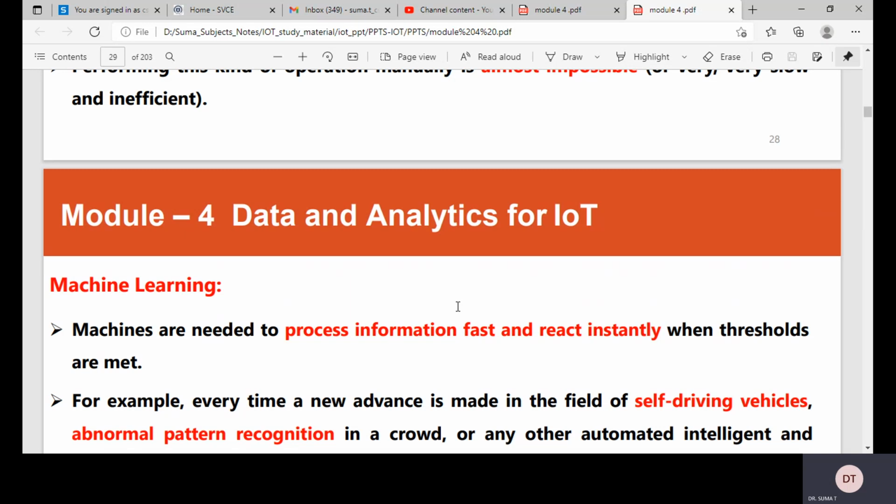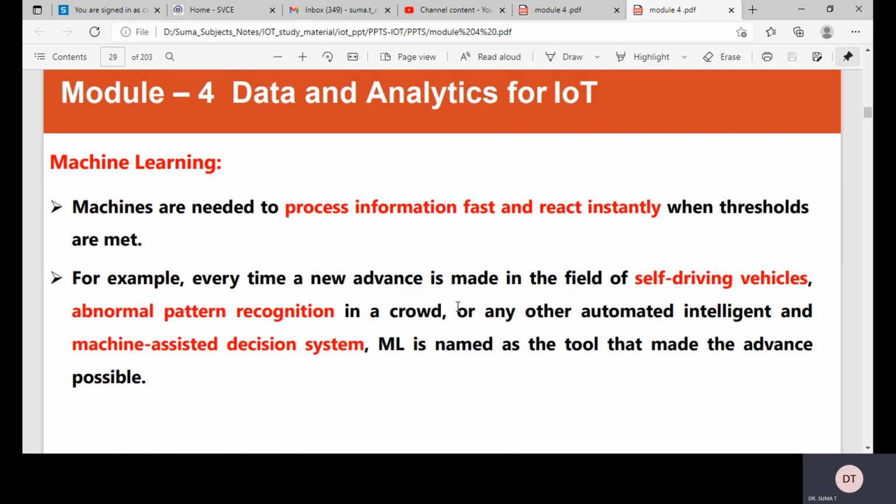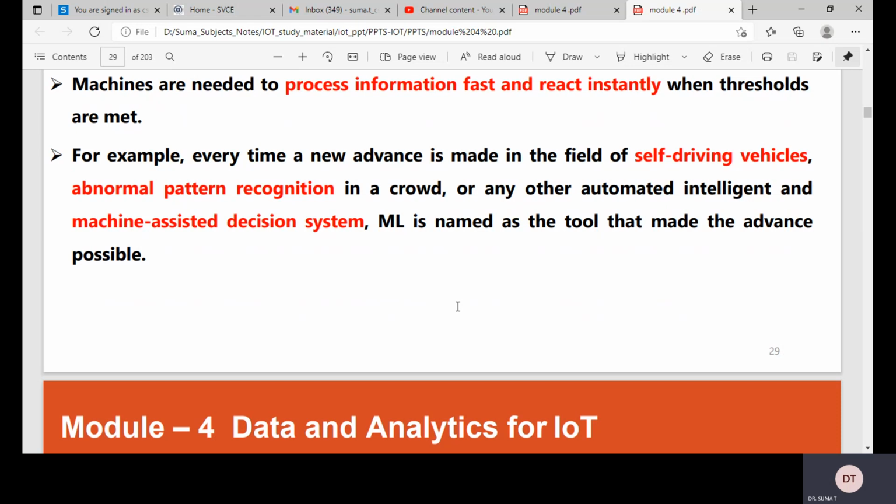For example, every time a new advance is made in the field of self-driving vehicles, abnormal pattern recognition in a crowd, or any other automated, intelligent, and machine-assisted decision system, ML is named as the tool that made the advance possible. But machine learning is not new. It was invented in the middle of the 20th century, and it fell out of fashion in the 1980s. Something has happened in ML that makes it the new tool of choice for IoT and data analytics.